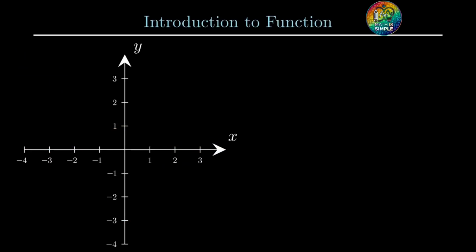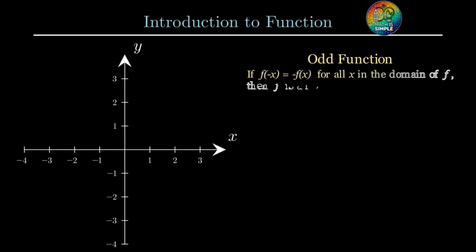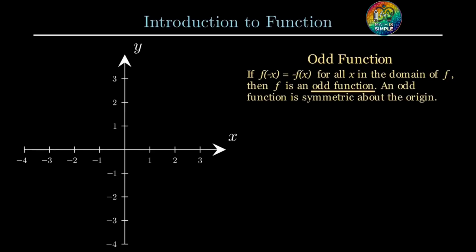Now let's talk about odd functions. A function is odd if plugging in a negative input gives you the exact opposite, or negative of the original output, written as f of negative x equals negative f of x. Graphically, this means the function has rotational symmetry about the origin. If you rotate the graph 180 degrees around the origin, it looks exactly the same.